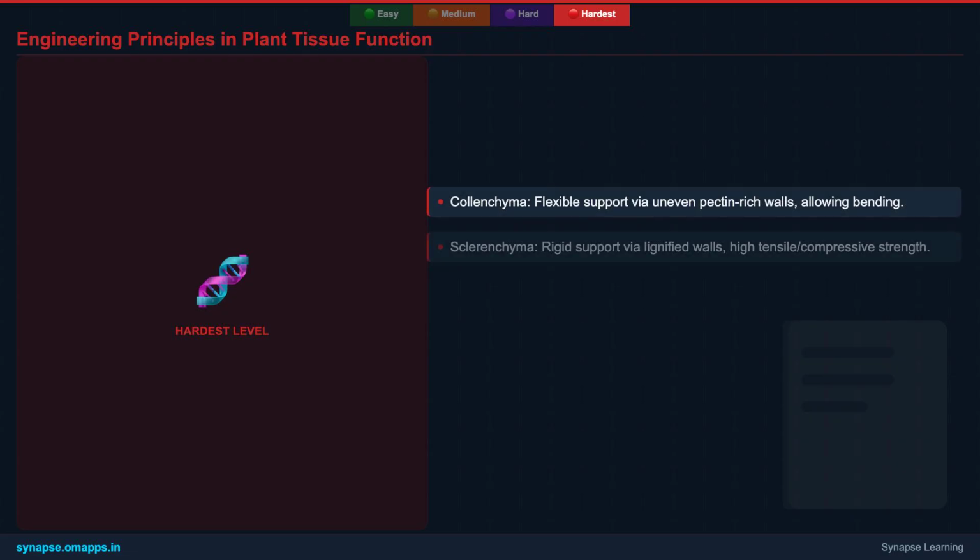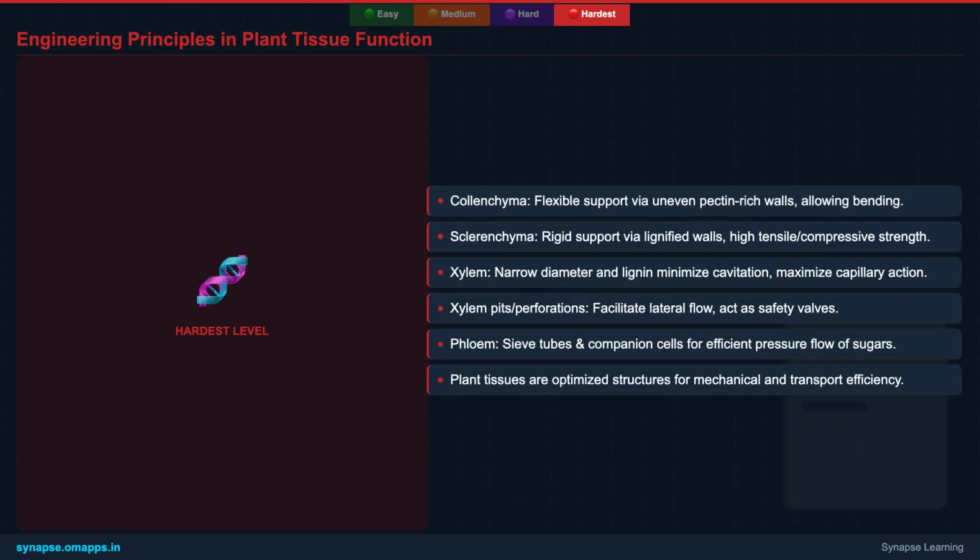Let's appreciate the engineering marvels within plant tissues. Consider the mechanical strength. Collenchyma provides flexible, growing support, much like a reinforced polymer, allowing young stems to sway. Sclerenchyma, with its lignified walls, acts as a plant's biological rebar, offering rigid, unyielding support against immense forces.